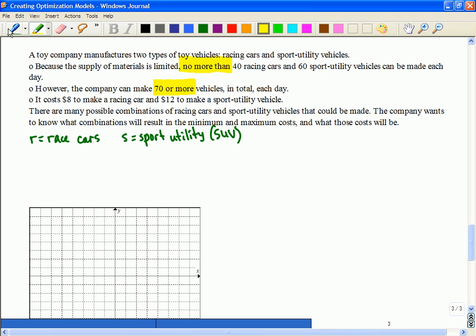Okay, so the constraints we have, can somebody give them to me? Yep, okay, the next one. Doesn't have to be anybody else. Yeah, we can share it around. Okay, thank you. And there's one more. Yeah, the total amount of cars greater than or equal to 70.